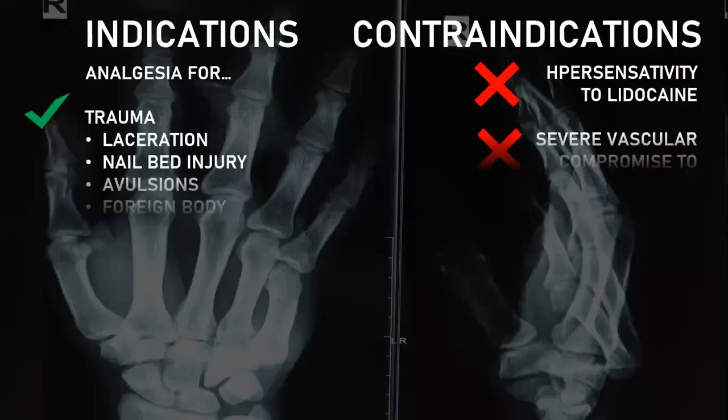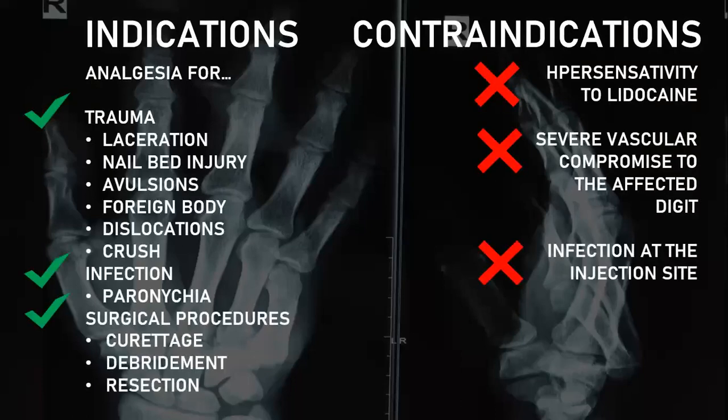The indications include analgesia for a range of traumatic conditions, surgical procedures, or post-operatively, and including manipulation of digits. Contraindications include anaphylaxis to the anesthetic agent, severe vascular compromise to the digit, especially with tumescent blocks, which may worsen the vascular compromise, and infection at the site of injection.